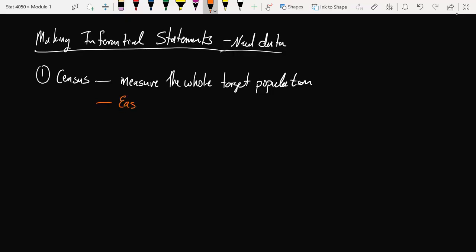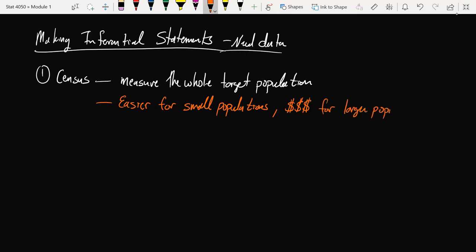So obviously, this is easier when your target population is a lot smaller. Easier for small populations. So maybe my target population is limited to something on campus at UMD, like freshmen who are science and engineering majors at UMD in 2021. There's maybe only hundreds rather than thousands or hundreds of thousands. So maybe I can just try to do a census and reach out to all of the freshmen that are part of that target population. Easier for small populations. Difficult and extremely expensive for larger populations.